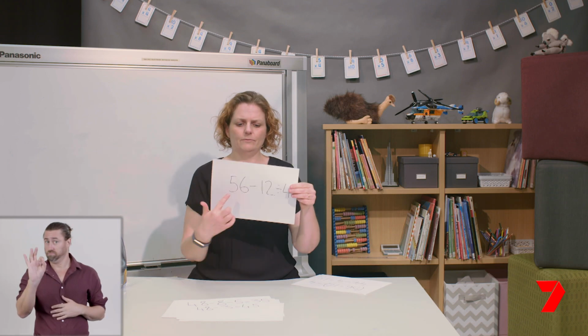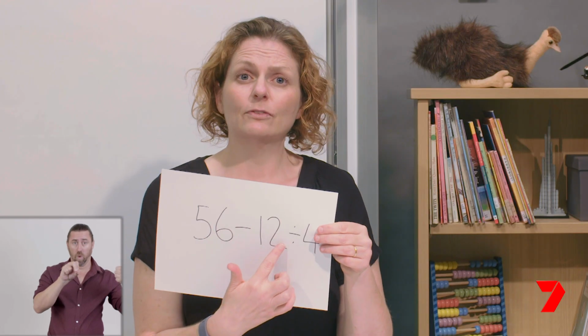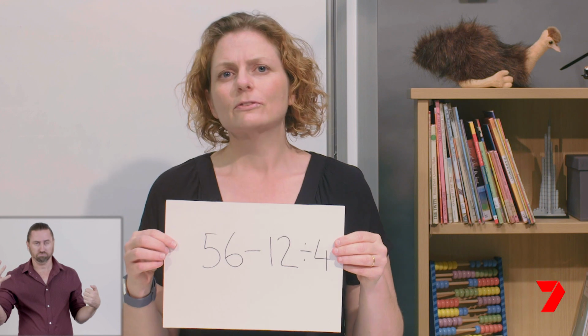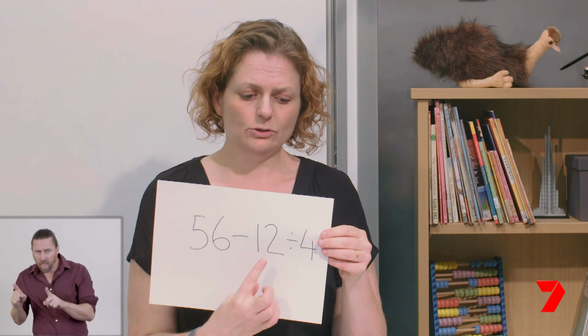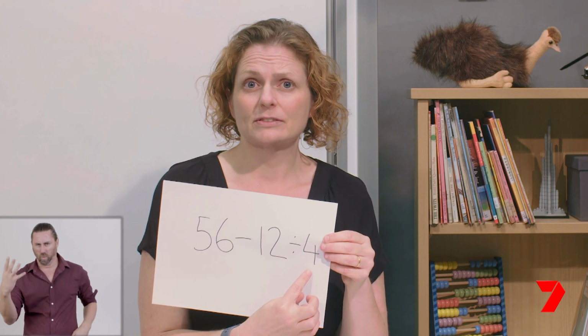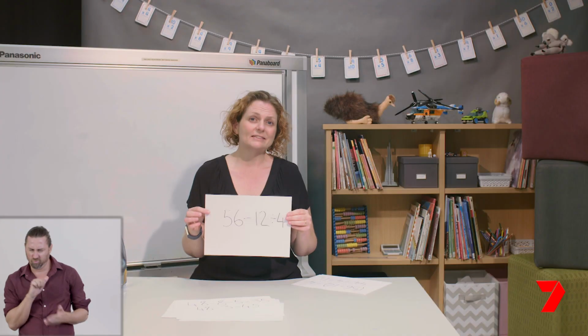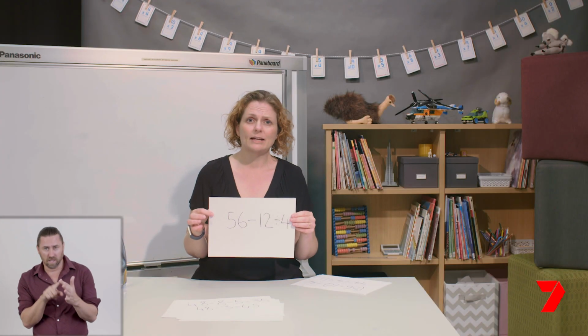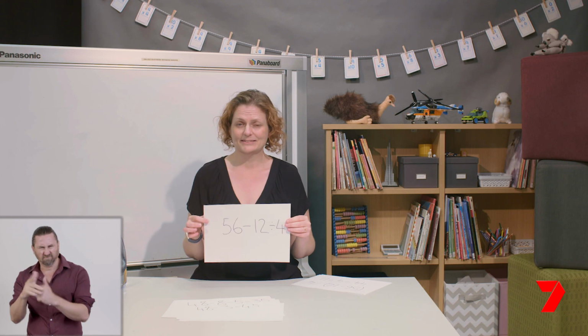Monty has 56 collector cards. He lost 12 cards. He shared the remaining cards among 4 of his friends. How many cards did each friend receive? Without the use of brackets, the expression would be 56 subtract 12 divided by 4. The order of operations would tell us to divide 12 by 4 first, but that is not what the problem is asking. Monty did not share the 12 lost cards with his friends.